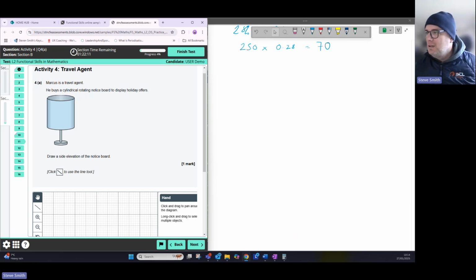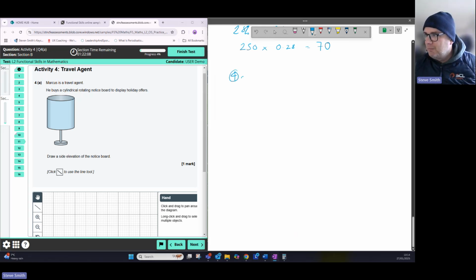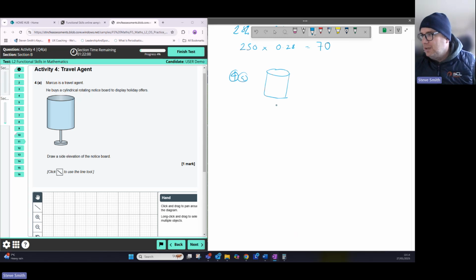So on here, if I draw for a side, looking at it from, not brilliant trying it in 3D, but quickly do it. It's a bit slanted, isn't it? Well, it's going to fall over. It's like the Leaning Tower of cylindrical notice boards.